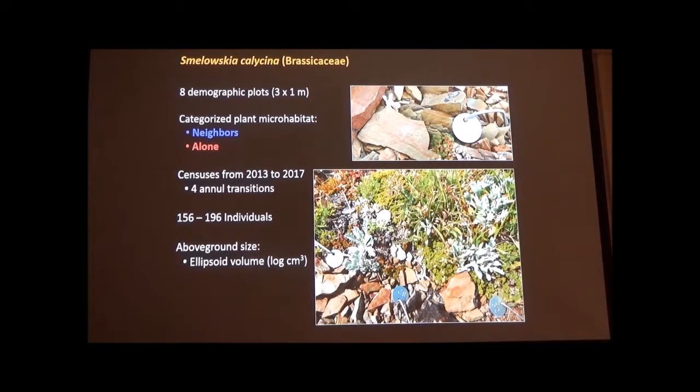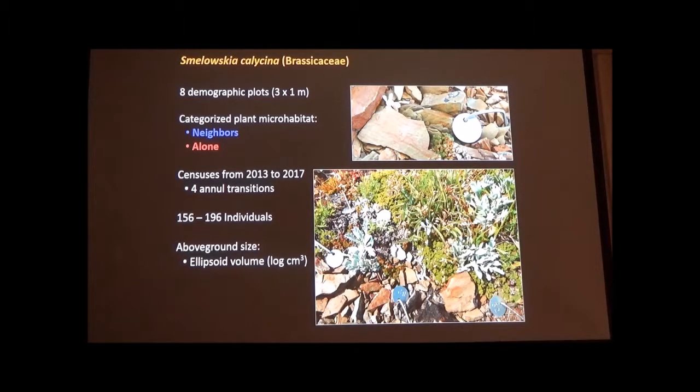And we've marked plants and indicate whether they're growing with neighbors around them. Doesn't matter what type of species they're growing with, or whether they're growing alone. Here's plant 189. This is about the size of a dime. So this is the plant right here. It's a really tiny one. And we now have 4 annual transitions, so we've got good data. The first year we didn't get really good data, we're just sort of figuring things out. And we have, depending on the year, anywhere between 150 and about 200 individuals.